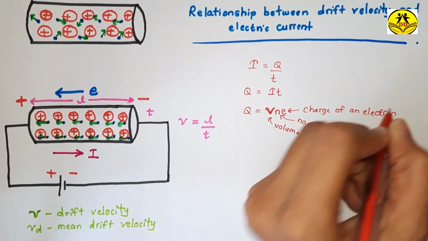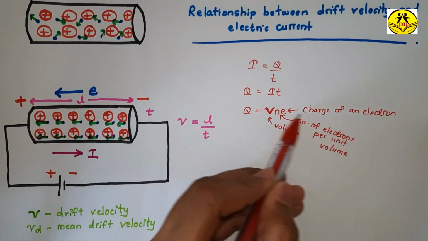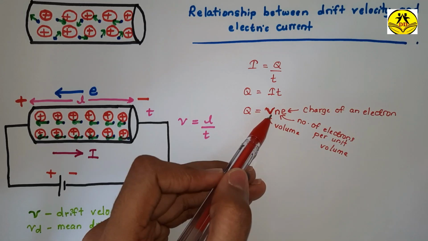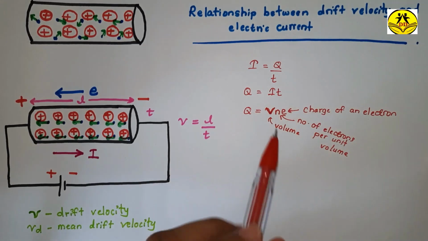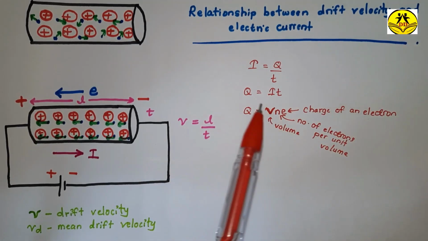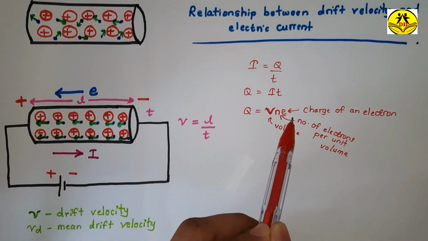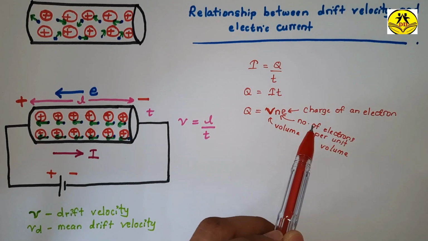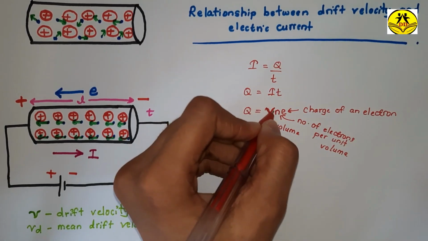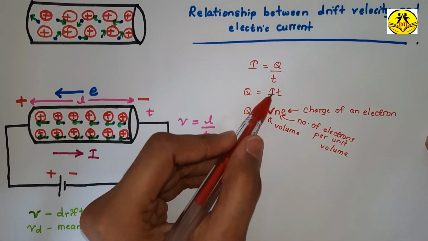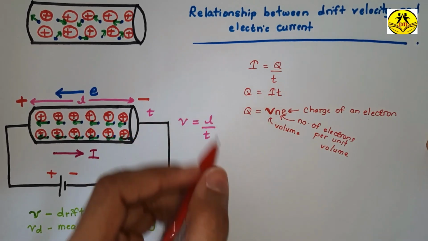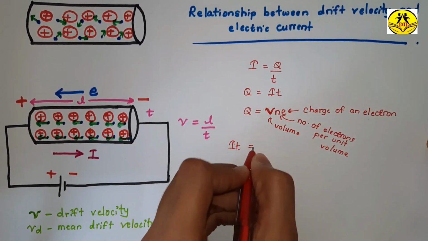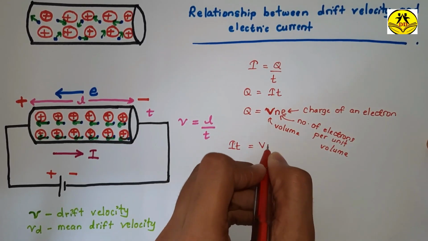So now it's clear to you, when the number of electrons per unit volume is multiplied by the volume, you get the number of electrons, and when it is multiplied by the charge of an electron, you get the total charge Q. Okay, so these two are equal. We can equate those two equations. So IT equals VNE.